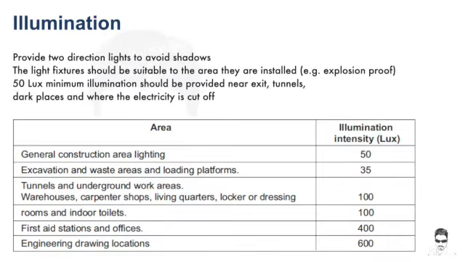Provide 2-direction lights to avoid shadows. The light fixtures should be suitable to the area that they are installed in, for example, explosion proof. 50 lux minimum illumination should be provided near exit, tunnels, dark places and where the electricity is cut off.